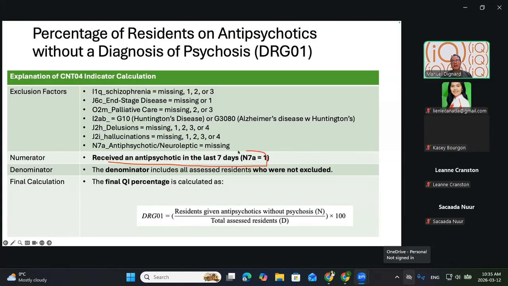If you've received an antipsychotic in the last 7 days, you've triggered this quality indicator. Again, if you have schizophrenia, end-stage, palliative, Huntington's, delusion, or hallucination, they're not going to look at you. They're going to take that assessment and put it aside. I have 100 assessments, 100 residents. 10 of them have schizophrenia. Well, I'm only going to look at 90 of them. I'm going to take those 10 and they're not even part of that calculation.